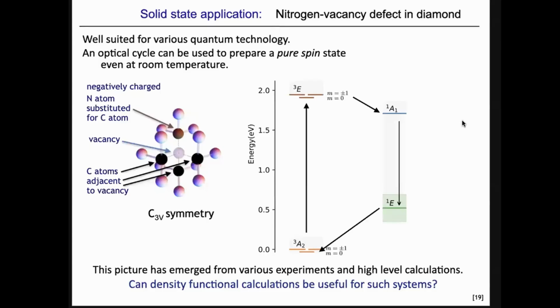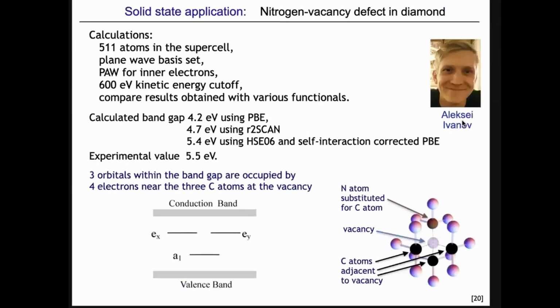Well, what calculations can be done to identify this? So here are calculations that were done by my former student Alexei Ivanov. He actually now works at a quantum computing company in Cambridge, Riverlane. These are simple basic calculations with plane waves and so forth. We can see that the experimental value of the band gap is 5.5 eV, and of course PBE doesn't get that, and even R2SCAN. But if you go to HSE06 or self-interaction corrected PBE, you get the right band gap.